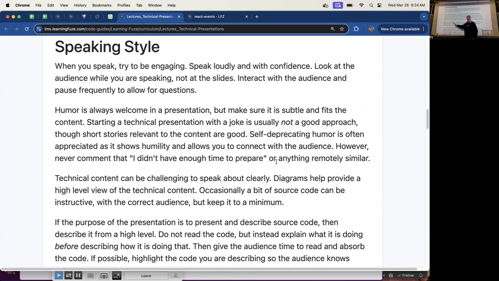And don't ever start your presentation with this. I put this up there because I heard it so many times: "Well, I didn't have time to prepare a presentation. I didn't have enough time to prepare the presentation like I wanted. So this is what I've got." What that says to me is, why am I here? Why am I listening to this? If it wasn't prepared, then why do I care? Okay, so don't do that. Even if it's true, don't do it.